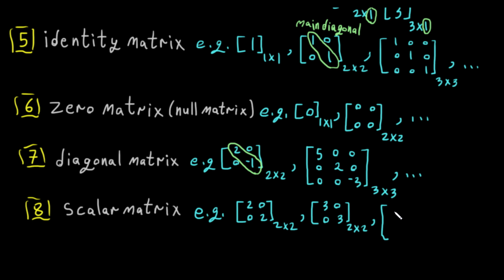For a 3 by 3 matrix, we will put an example here. A 3 by 3 matrix. So the main diagonal here has the same number, 8 8 8. So this is a scalar matrix, and so on. Now we'll introduce the triangular matrix.